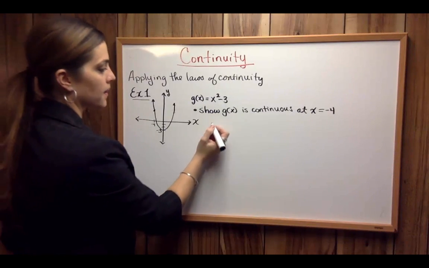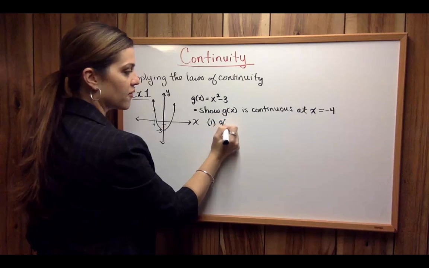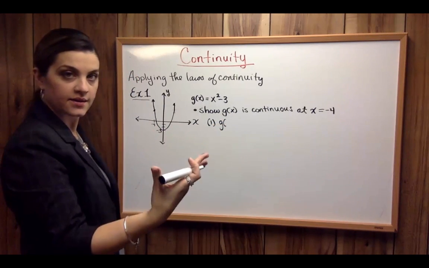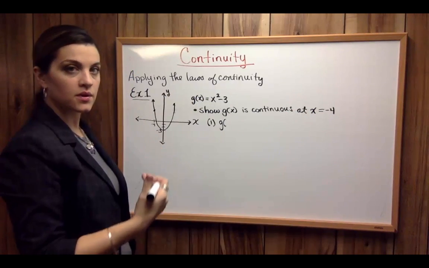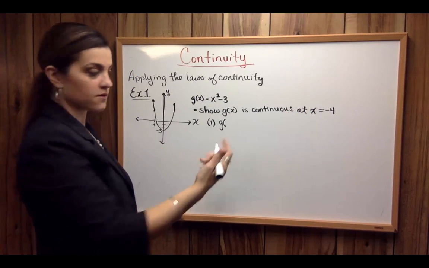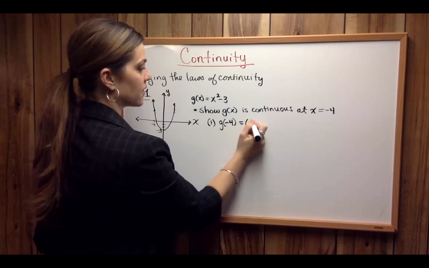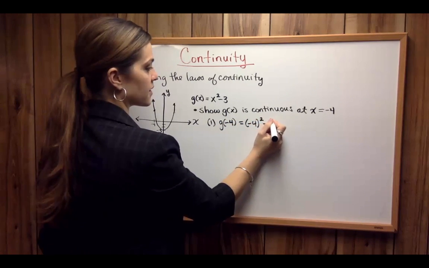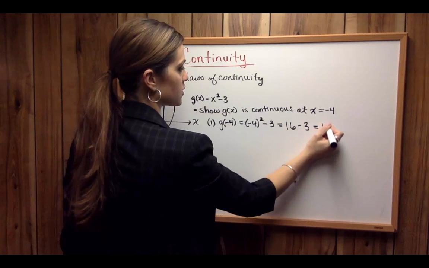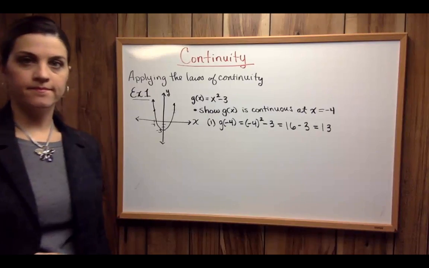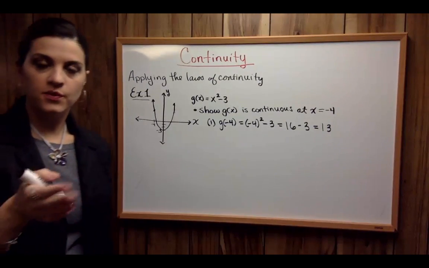The first one, does g of that value at the point, g of A, exist? And in this case, the A is -4. So you're going to substitute -4 into the g of x function. So g of -4 is equal to -4 squared minus 3, 16 minus 3, which is 13. So the first law of continuity, the first piece, exists.